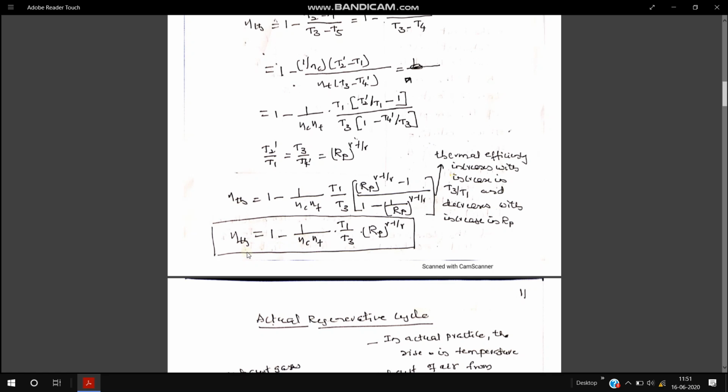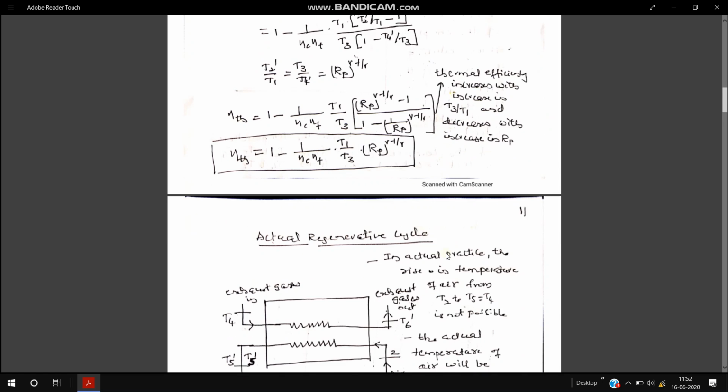It gives the thermal efficiency of the gas turbine power cycle with an ideal regenerator, having compressor efficiency and turbine efficiency as eta C and eta T, as 1 minus 1 by eta C eta T, times T1 by T3, times Rp raised to (gamma minus 1) by gamma. So it shows that thermal efficiency increases with increase in T3 by T1 and decreases with increase in pressure ratio.